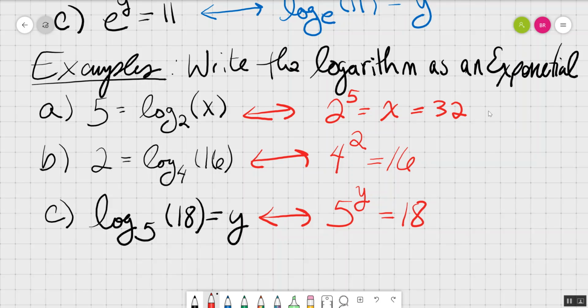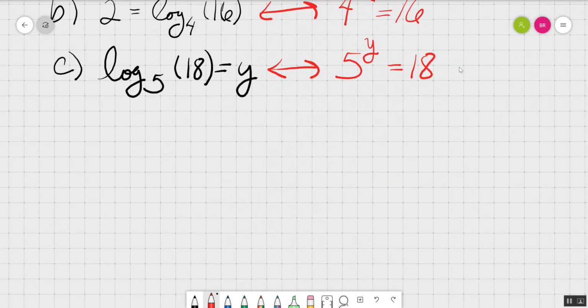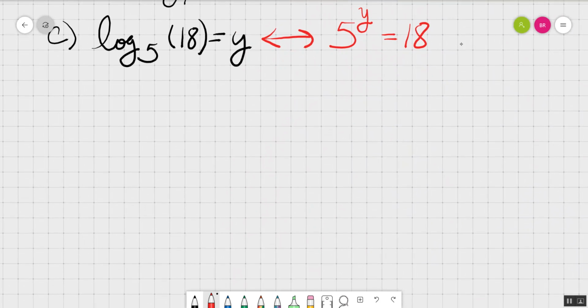Keep in mind, when you're doing a logarithm, that output from the logarithm is an exponent. So that's how you can convert it into an exponential. We're going to use that to solve some things later. Okay, so let's take a little interlude into the special bases.